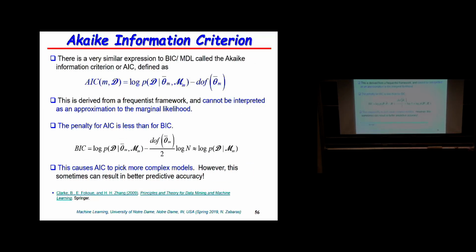Yes. So this is a non-Bayesian criterion, the Akaike information criterion. And you notice here it says minus D, the degrees of freedom basically in the model, there is no n. So the penalization for complexity is way less here because there's no n. Not only that, this criterion is not an approximation to the marginal likelihood.